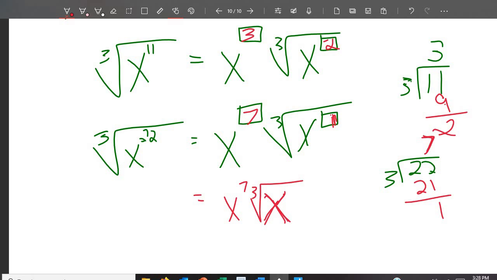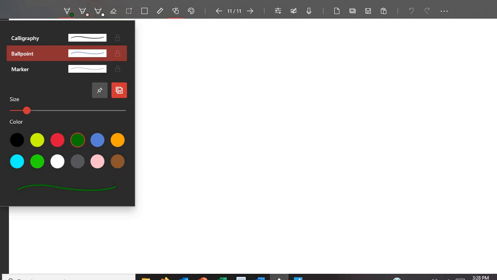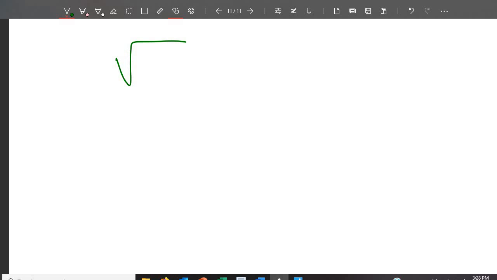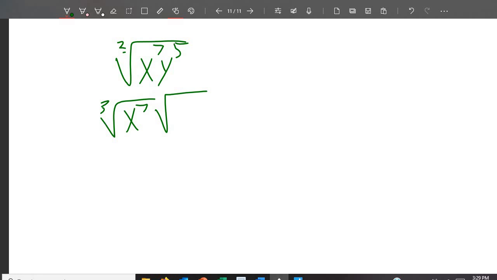If you had multiple variables, you're going to do it the same way. So multiply them together. So let's do one. I want to show you something on this. Let's say I had the cubed root of x to the 7th, y to the 5th. Now, we can split this apart like we did earlier. Remember, the only time you can do this is if you're multiplying or dividing. I haven't done any dividing yet.